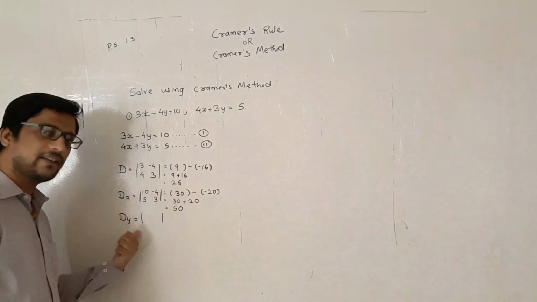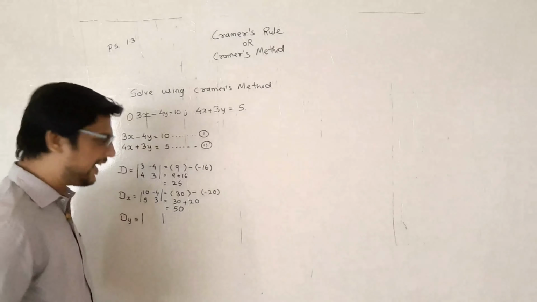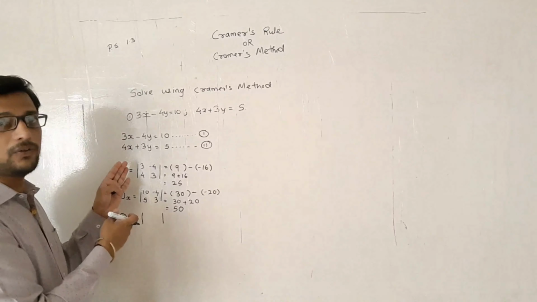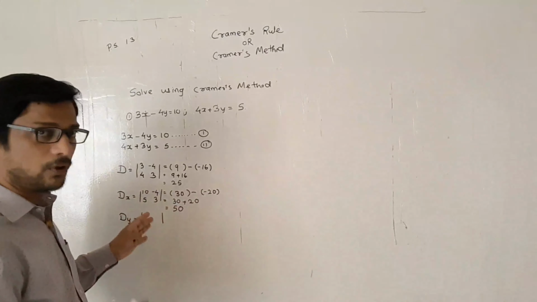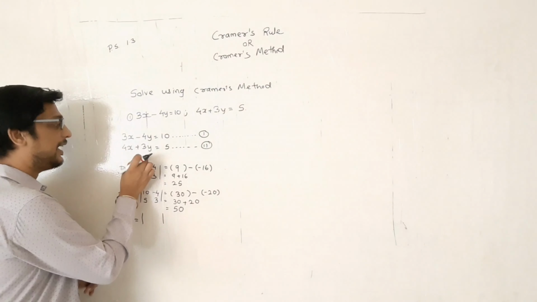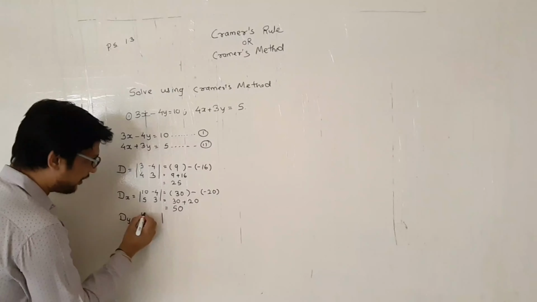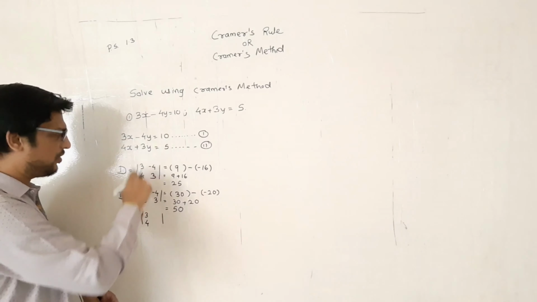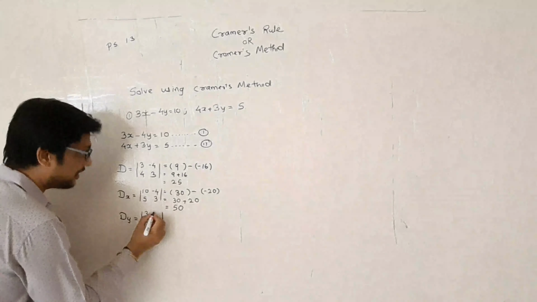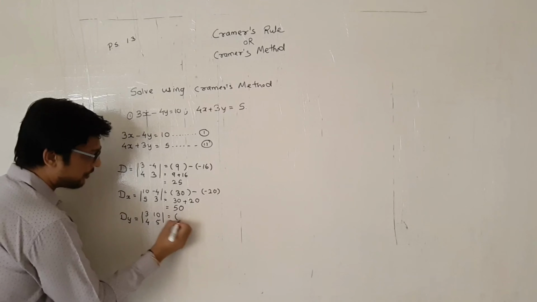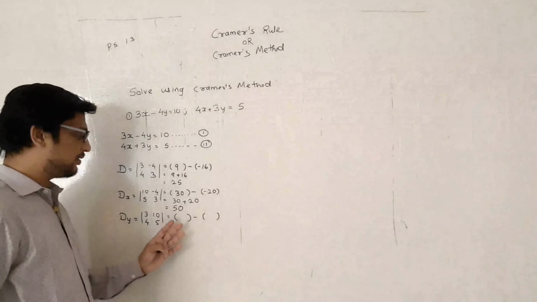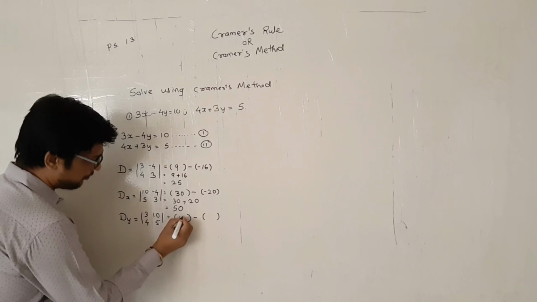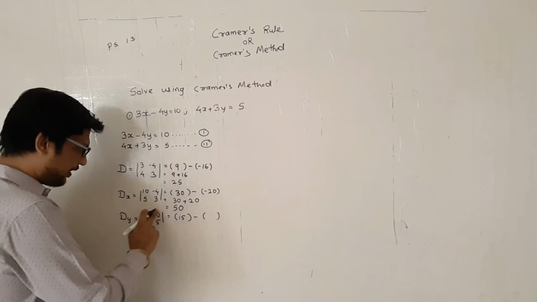Now, how to write Dy? For writing Dy, again I am going to take the help of D. In this D, the first column is the coefficient of x. The second column is the coefficient of y. So I will write the coefficient of x as it is, 3, 4. And instead of the y column, what am I going to write? These two numbers, 10, 5. So for solving this, again I am using two brackets, and in between these two brackets, minus. 3 5s are 15. Now 4 into 10, 40.